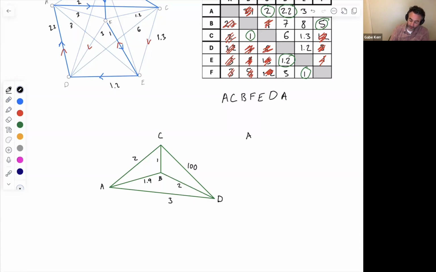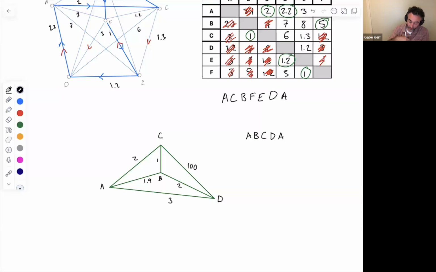So if we start at A, what is the nearest neighbor? Well, the nearest neighbor is certainly B, right? Because 1.9 is the smallest of these three values. So we get B, and then the nearest neighbor to B is definitely C. It's only a distance of 1 away. And then we have an issue, which is that we're out of vertices. We've gone A, B, and C. The only thing left to do is D, and then we'll return to A.